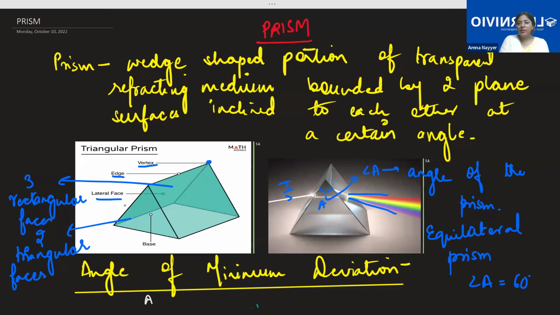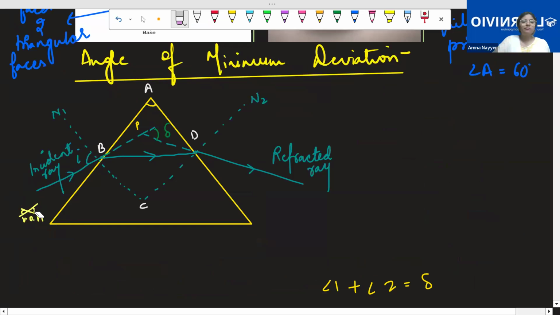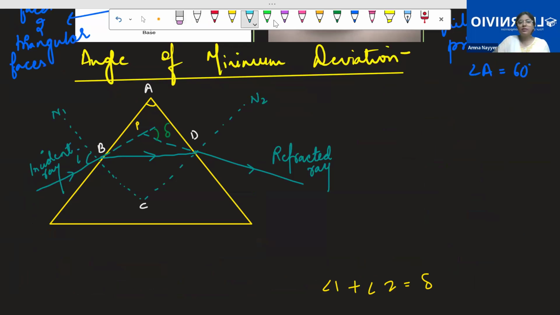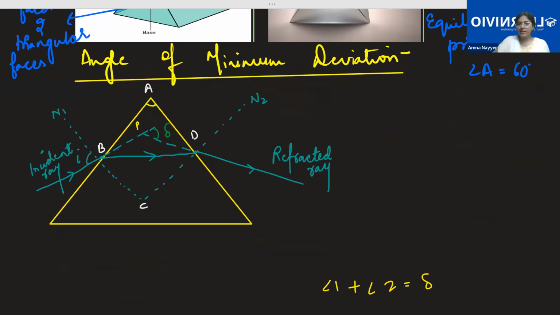Okay, see, the angle of minimum deviation, just understand the figure first. See, this is the incident ray over here. This is the normal drawn to this surface. So the light ray will bend here with the normal, this is the refracted ray. So this becomes the angle of incidence between the normal and the incident ray. This is the refracted ray, so this will be R1.